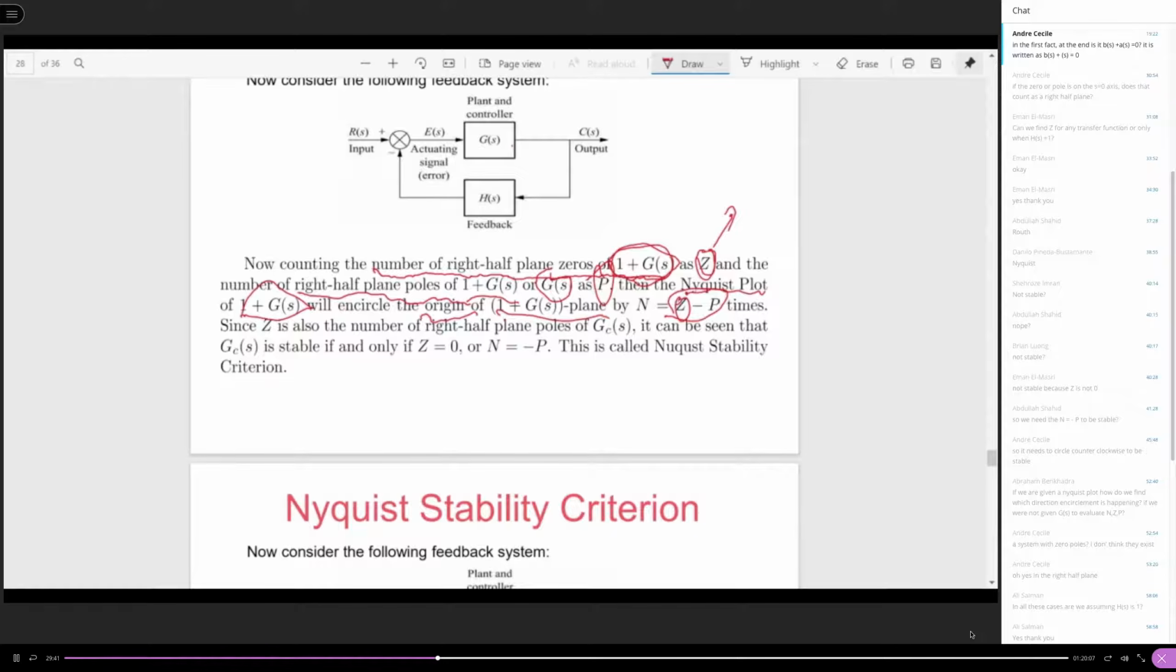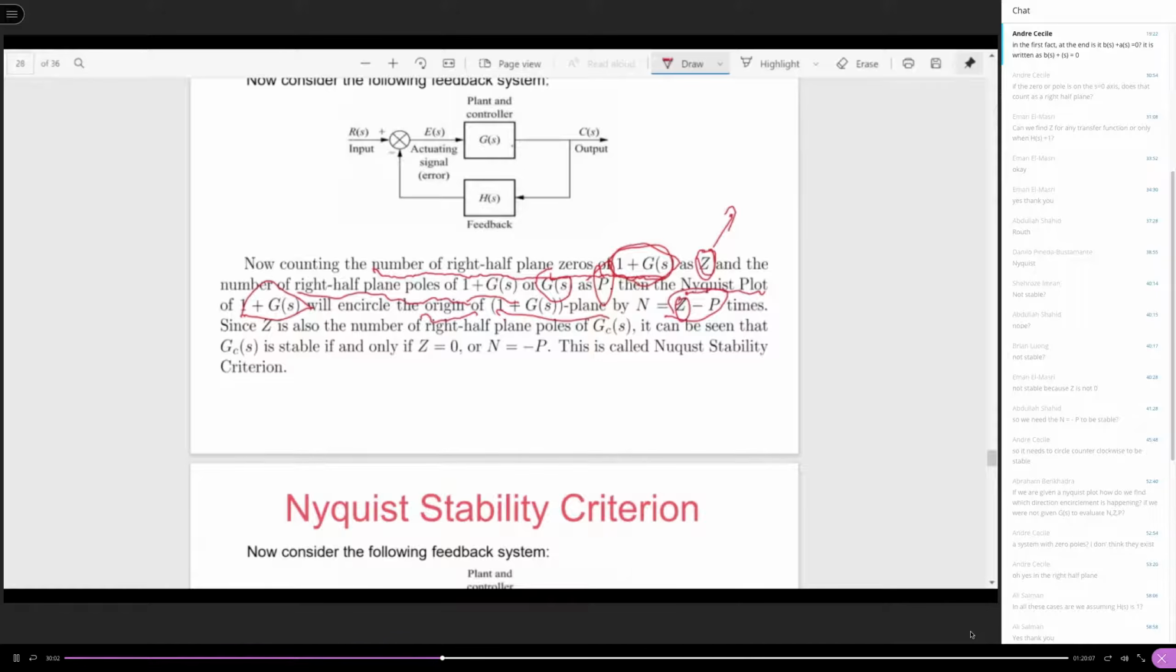So the key word here is Z. What is Z? I've just said that. Z indicates the number of right half plane closed loop poles, right? I just said that this is Z. Actually, it is the number of right half plane closed loop poles.